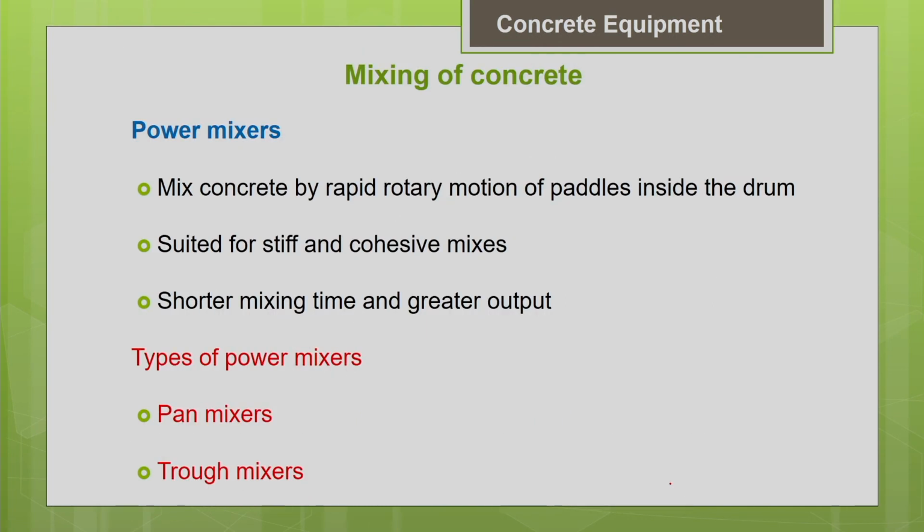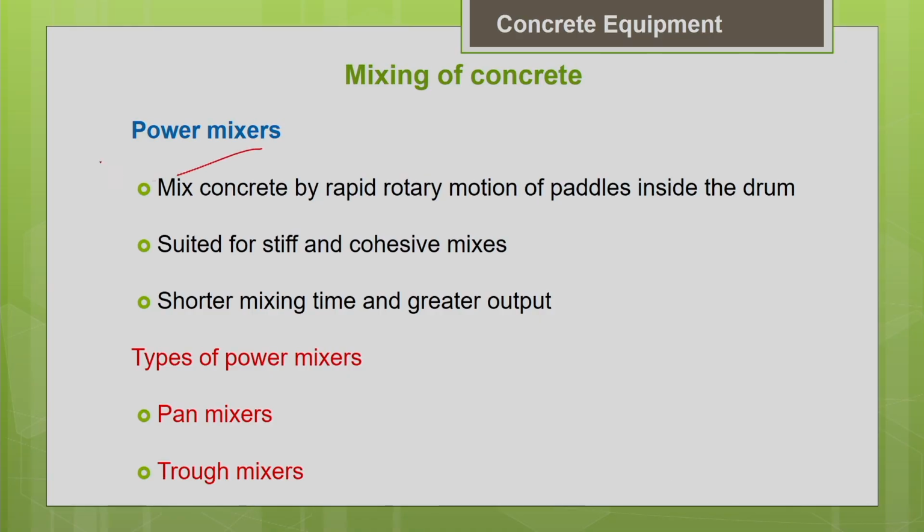So far we discussed the free fall mixers. They are of different categories, as we discussed: tilting type, non-tilting, reversible type. Different configurations are there. Now, let us move on to the next category, that is the power mixer. Here the mechanism is different.